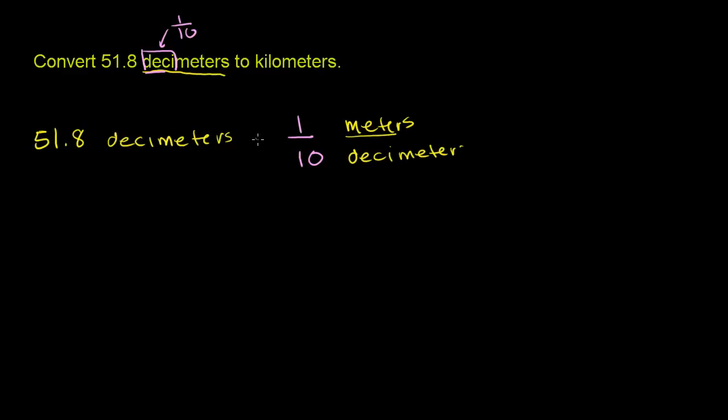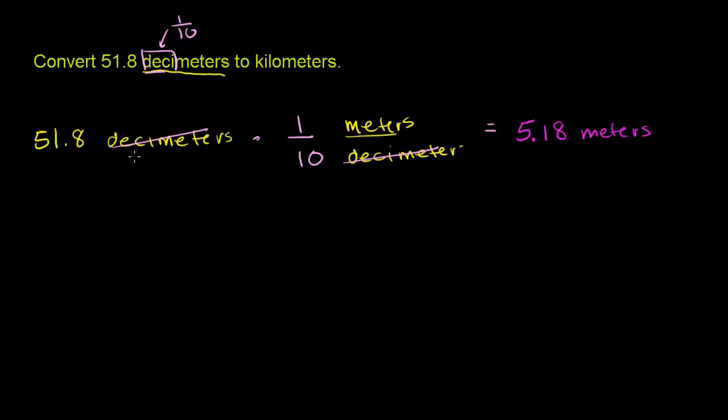Now, if you multiply these two things, what do we get? Well, the decimeters cancel out, and we divide 51.8 by 10. Multiplying by 1/10 is the same thing as dividing by 10. So this is going to be equal to 51.8 divided by 10. The decimal is just going to move to the left. It's going to be 5.18 meters.